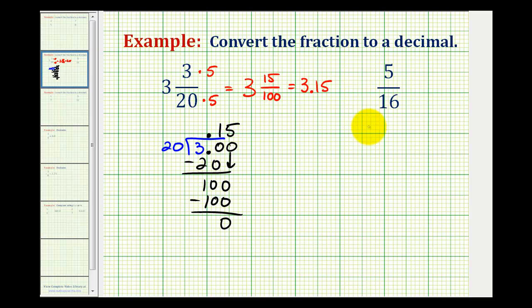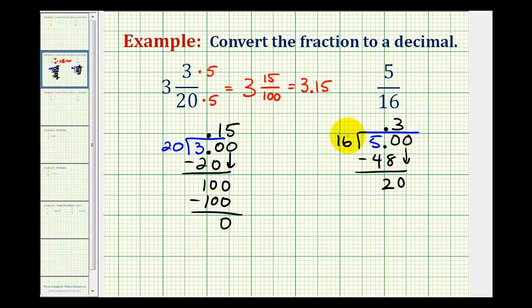5/16 means 5 divided by 16. So again, we'll put our decimal point to the right of 5 and move it up into our quotient. And now we can add zeros to the right as needed. So if we put a 0 here, we can ask how many 16s there are in 50. That would be 3. 3 times 16 is 48. We subtract. This difference would be 2. Add another 0, bring it down.